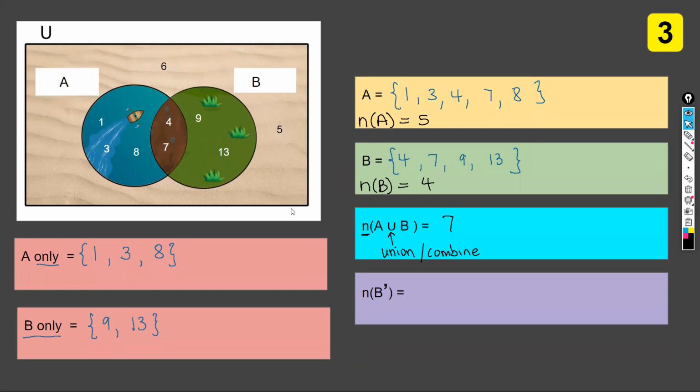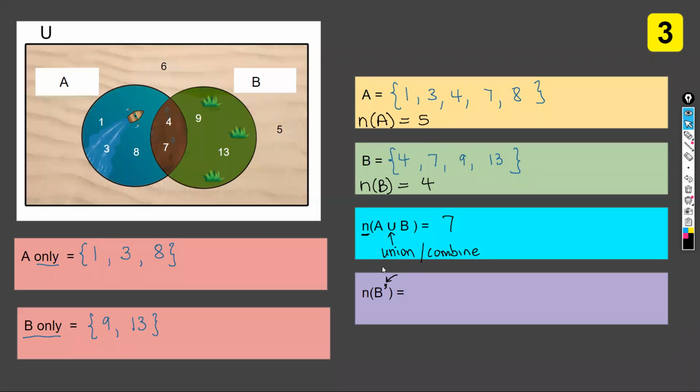So I'm going to focus on the last one here. He's going to be a troublemaker. They want the number of items who are not in B. Remember, it has this little symbol here. That's the complement. Now, who is not in B?